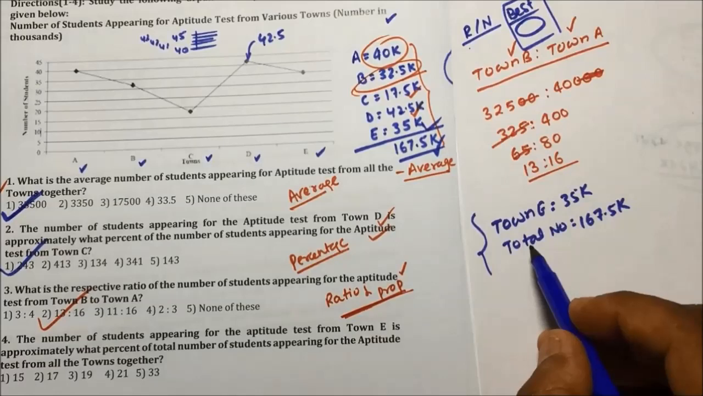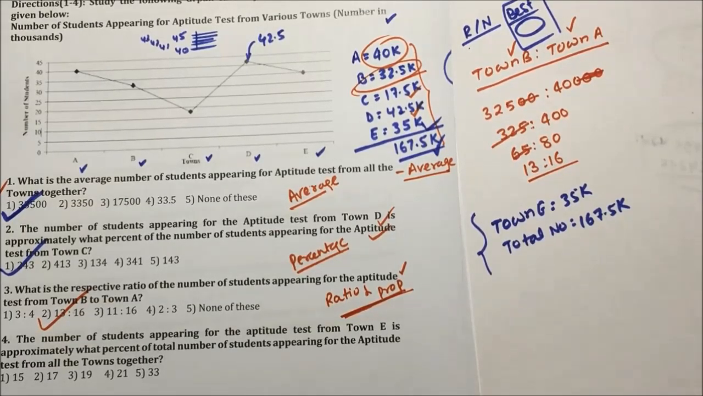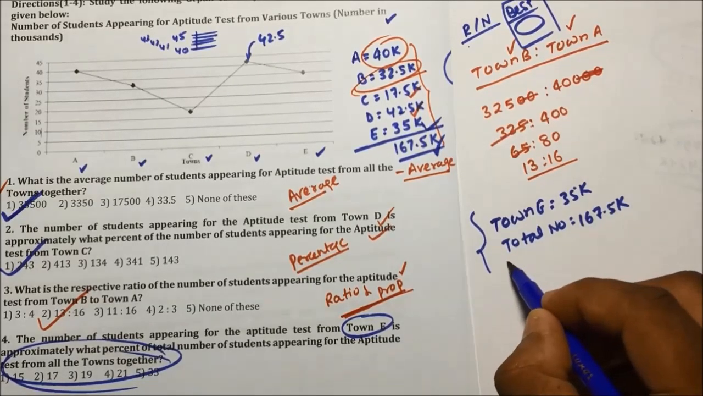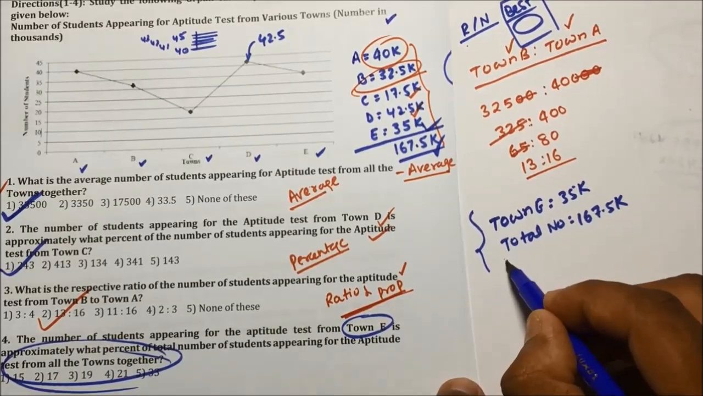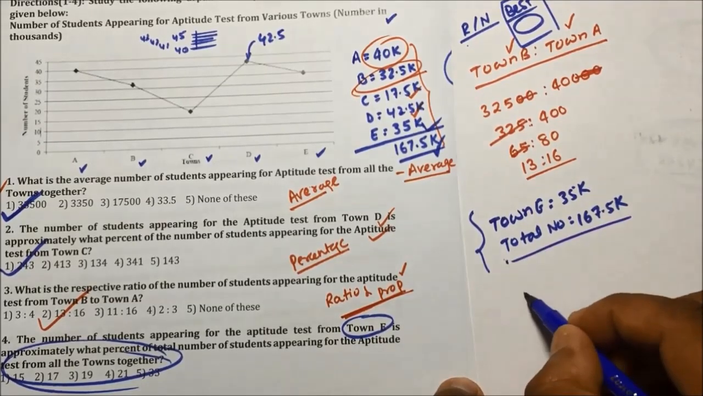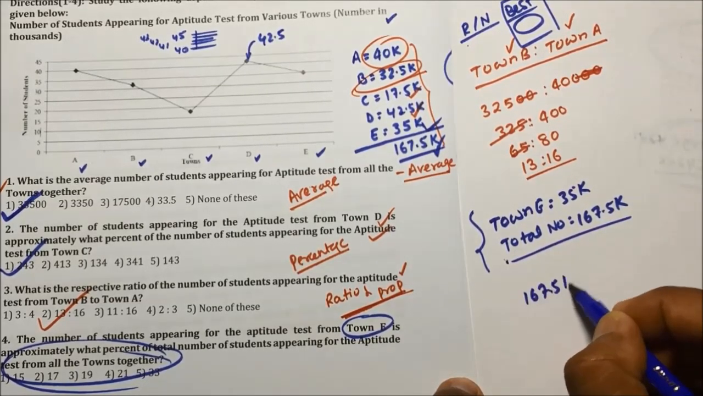The same thing will happen in terms of percentage also. Exactly the same concept you have to use in a percentage question. See here, town E students are getting compared with what? All the students from other towns together, right? So it is getting compared with the number of students appearing for the aptitude test from all the towns together. Whomever it is getting compared with will come down, so 167.5k will come down.